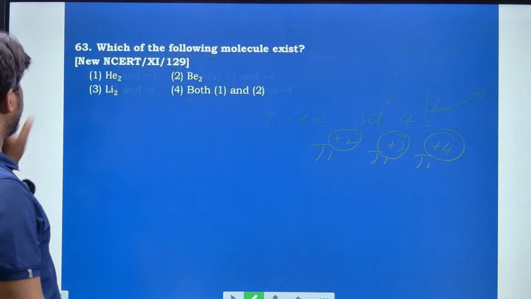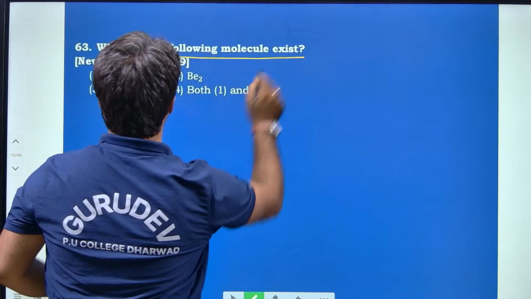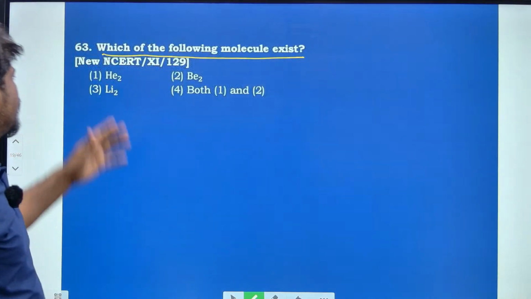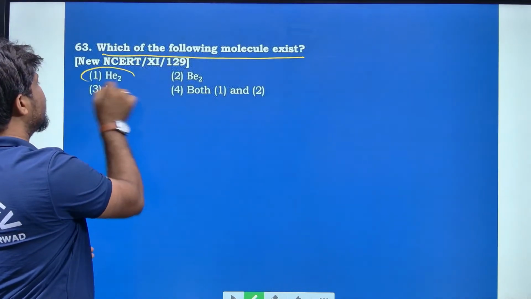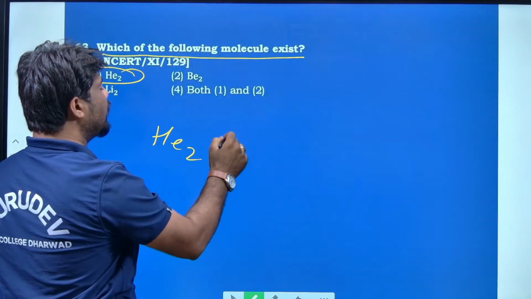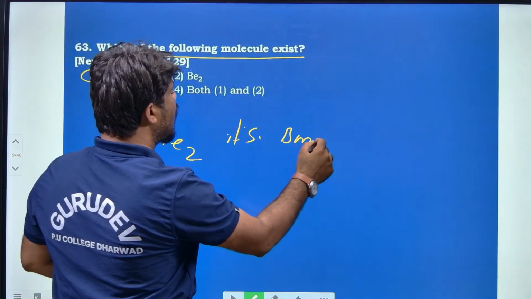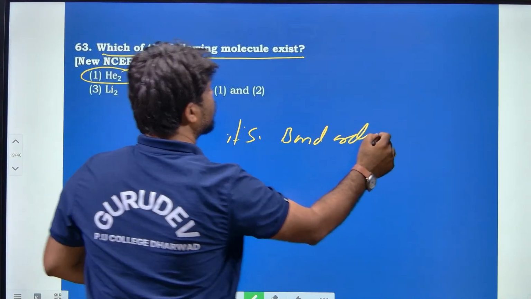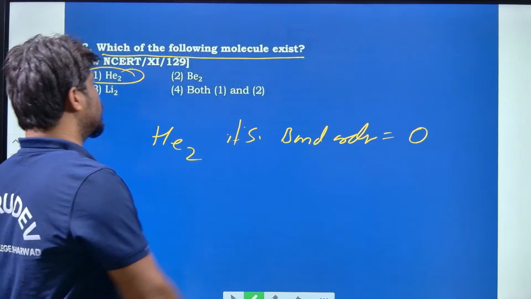Well, go to the next problem then. Which of the following molecules exist? Among the 4 options, that is helium. So, the He2 molecule, its bond order is 0. So, it cannot exist as a molecule.